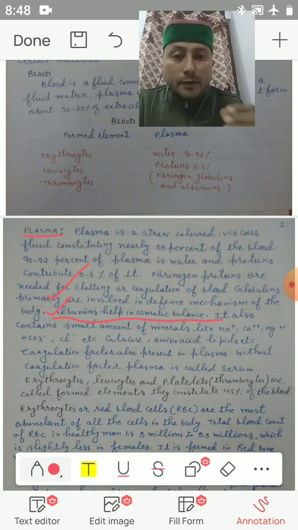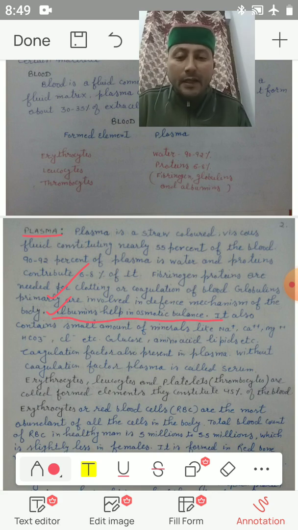Plasma also contains small amounts of minerals like sodium ions, calcium ions, magnesium, HCO3, chlorine, etc. Glucose, amino acids and lipids are also there. Coagulation factors are also present in plasma. Without coagulation factors, this plasma is called serum. Then erythrocytes, leukocytes and platelets, which are called thrombocytes.